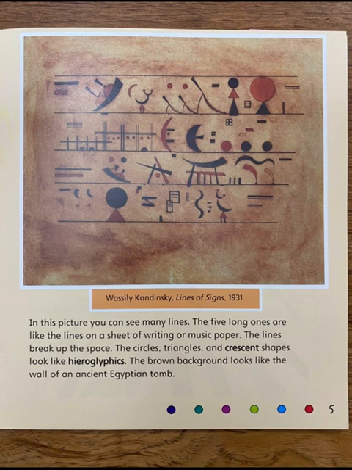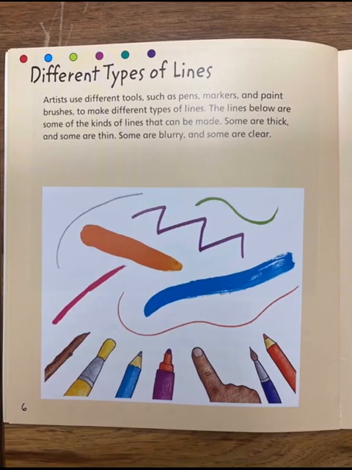The lines break up the space. The circles, triangles, and crescent shapes look like hieroglyphics. And the brown background looks like the wall of an ancient Egyptian tomb. Different types of lines. Artists use different tools such as pens, markers, and paintbrushes to make different types of lines. The lines below are some of the kinds of lines that can be made. Some are thick and some are thin. Some are blurry and some are clear.